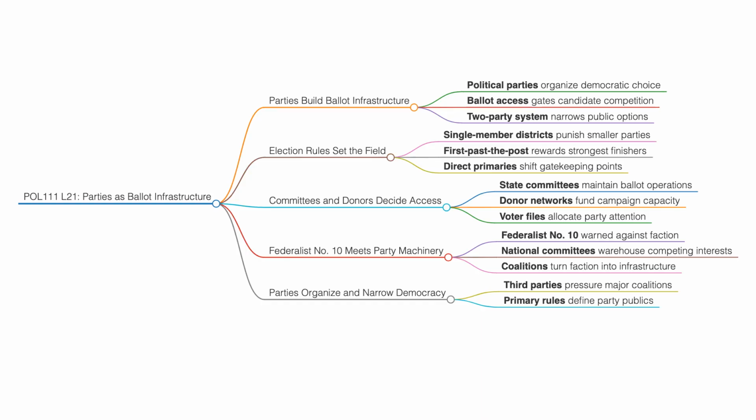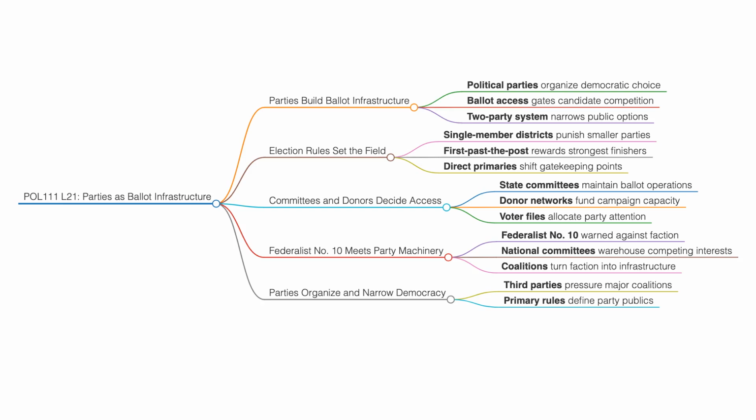Third parties can run, but single-member districts and first-past-the-post elections punish them. A voter may hold views that do not fit either coalition, yet the system pressures that voter to choose the less distant option. The party system operates as infrastructure of faction.